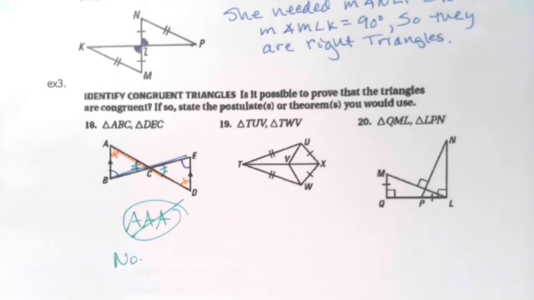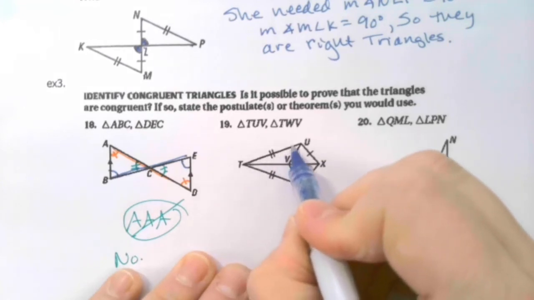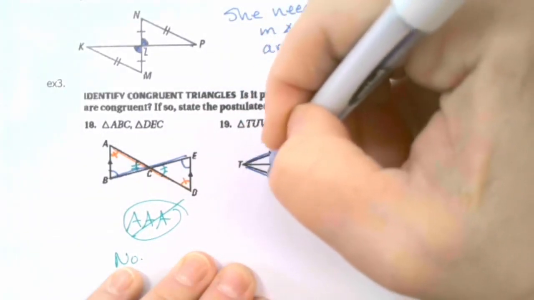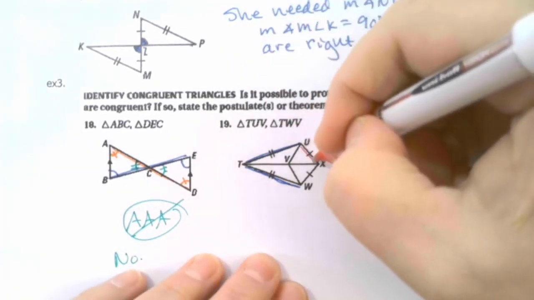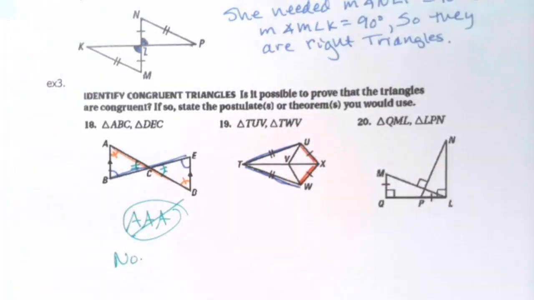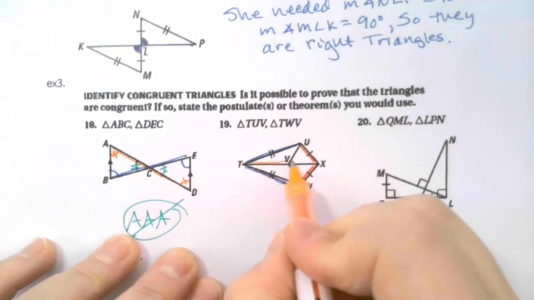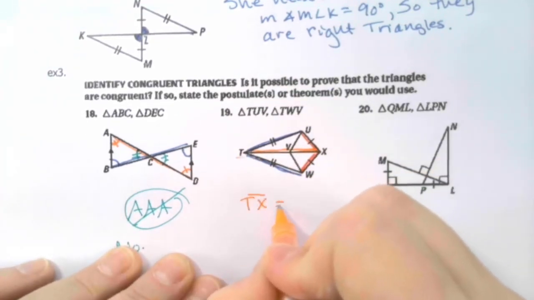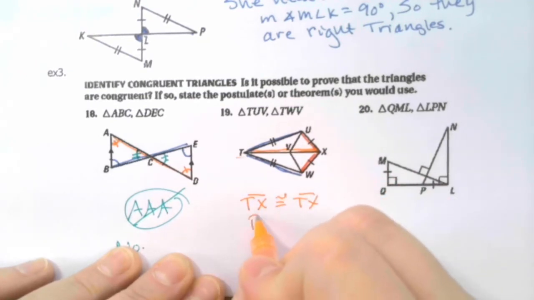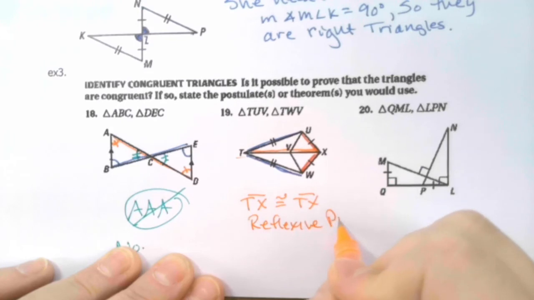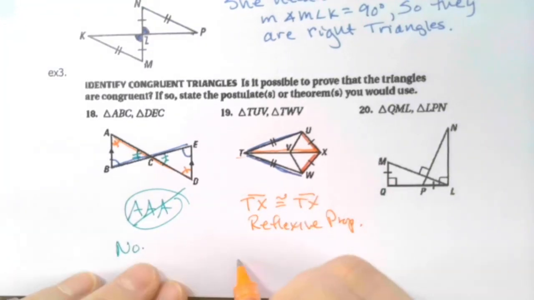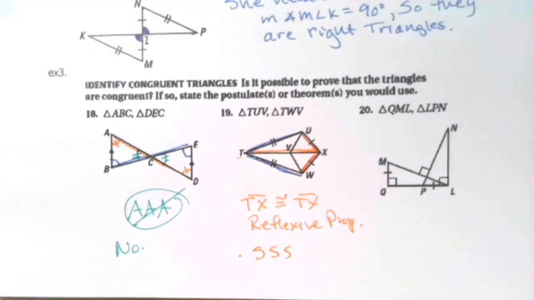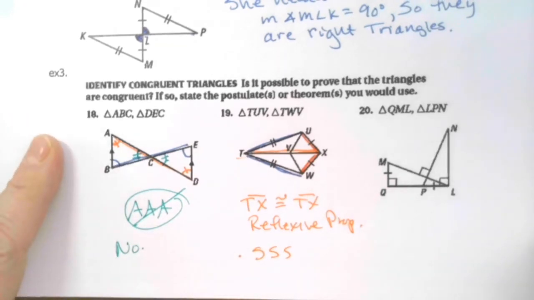Okay, so let's look at this one. We have TU and TW, so we have a side. We have UX and XW. We have another side. And if we ignore these two lines here and use this as our third side, TX is shared. So we can say that TX is congruent to TX because of the reflexive property. And that would give us three sides. So we could prove that those two big triangles are congruent by side, using reflexive property.